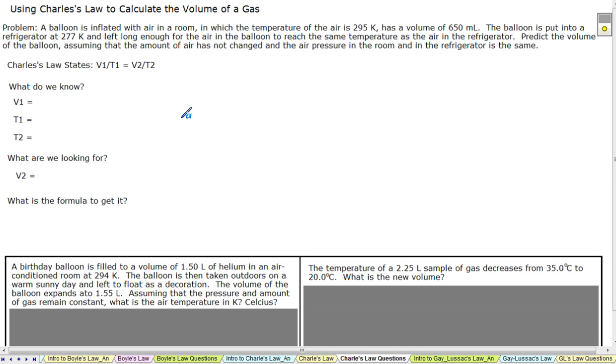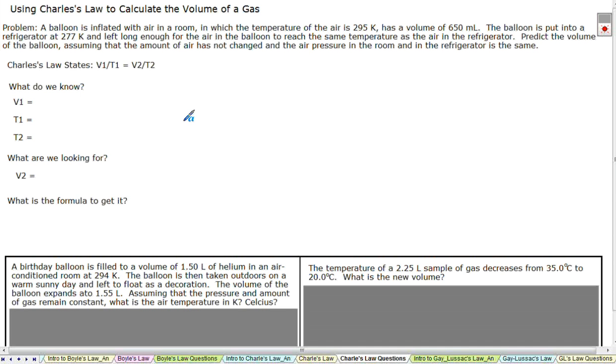So we've got a problem here. We've got a balloon. It's inflated with air in a room in which the temperature is 295 Kelvin. It has a volume. The balloon is put into a refrigerator at 277 Kelvin. It's left long enough for the air in the balloon to reach the same temperature as that in the refrigerator. Predict the volume change. The air pressure in the room and the refrigerator is the same, which doesn't always work. But in this case it should work.